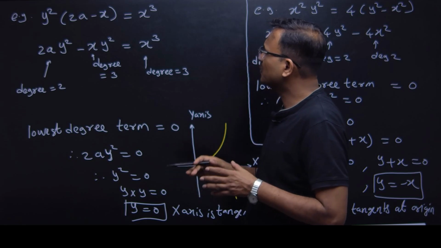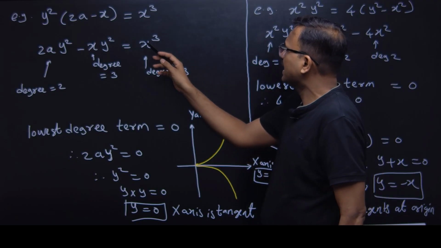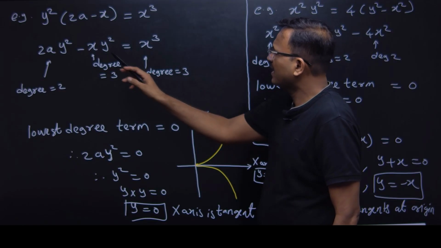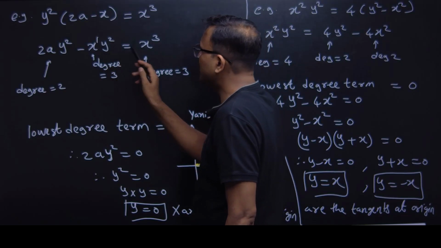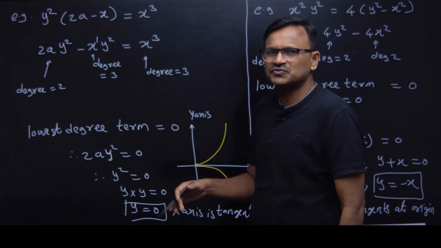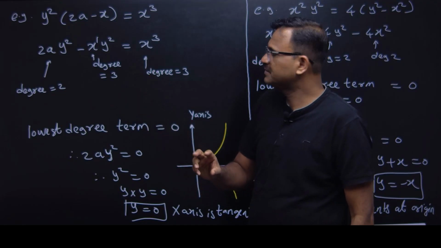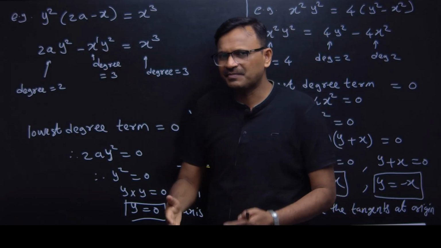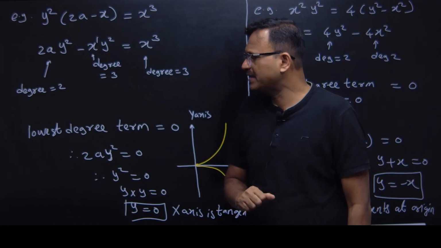To find tangent at origin, we find the degree of different terms in this equation. The degree of x cube is 3. x into y square, the degree is 3. Why is it 3? Because it is x raised to 1 into y square, so 1 plus 2, the degree becomes 3. When it is multiplication of terms, we add the powers to find the degree. Or when it is division of the terms, we subtract the powers to find the degree.